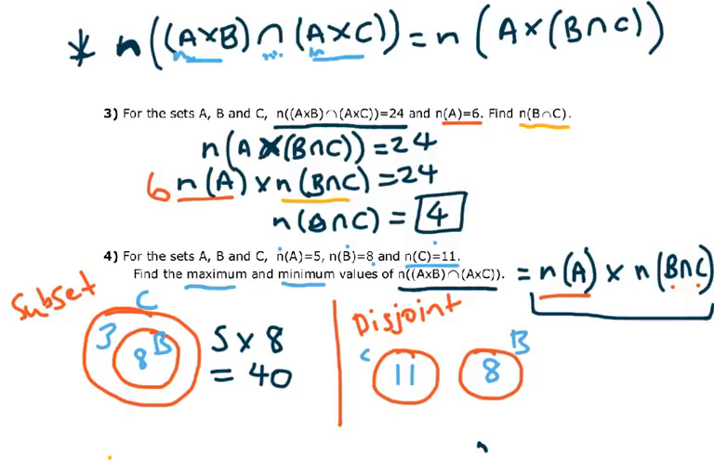Let's try the disjoint. The number of elements in A is 5, and the number of elements in the intersection, well, there are no elements because there is no intersection. And so as we can see here, this is the maximum value, and this one here will be the minimum.